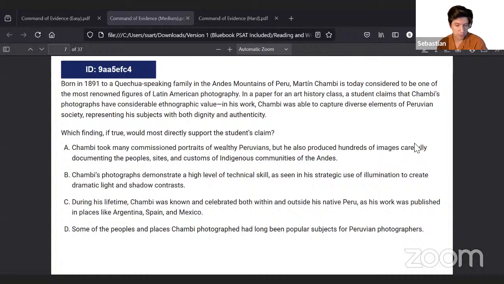This is not a PSAT. It is practice SAT questions, but not a full formatted PSAT. And it's just focused on command of evidence questions. Do you have any questions on the PSAT?